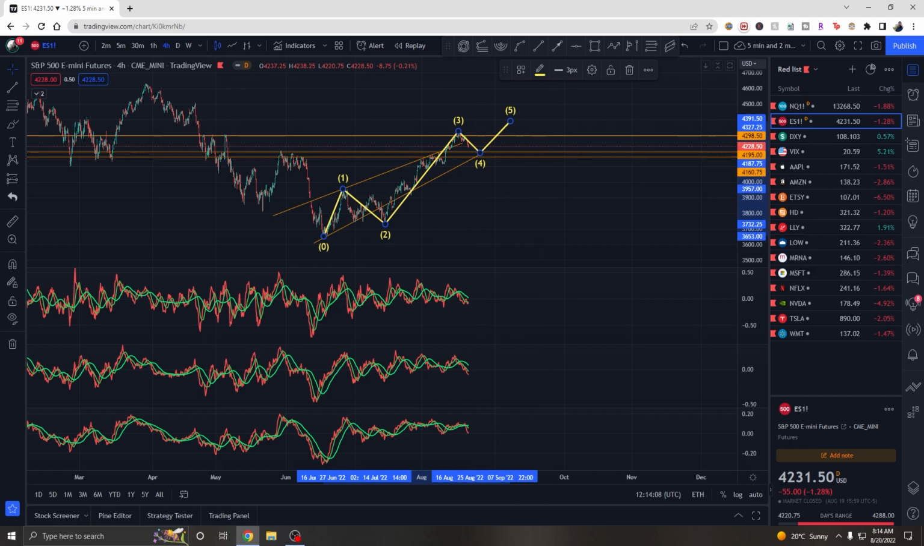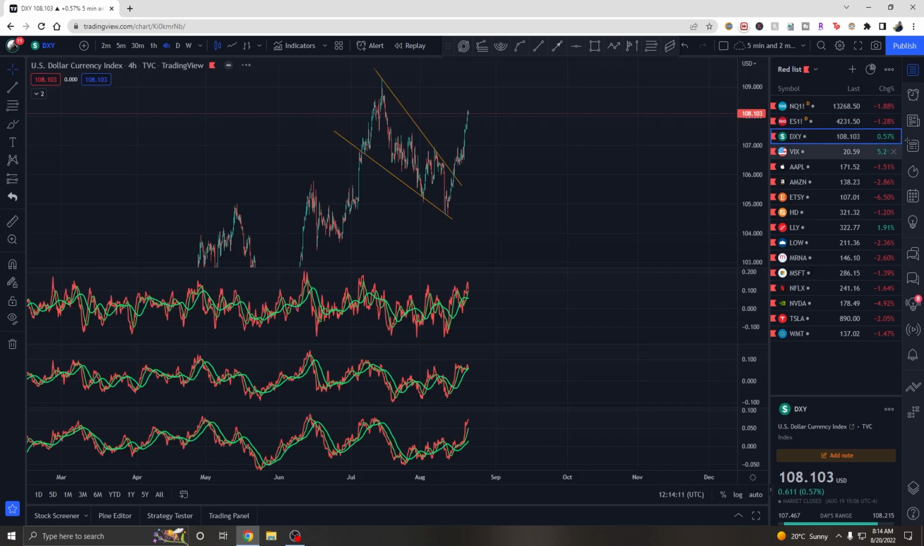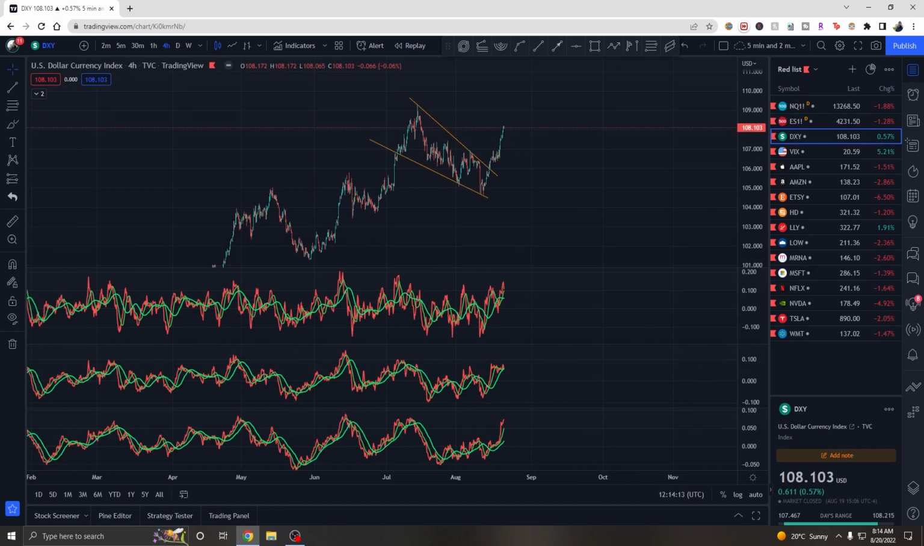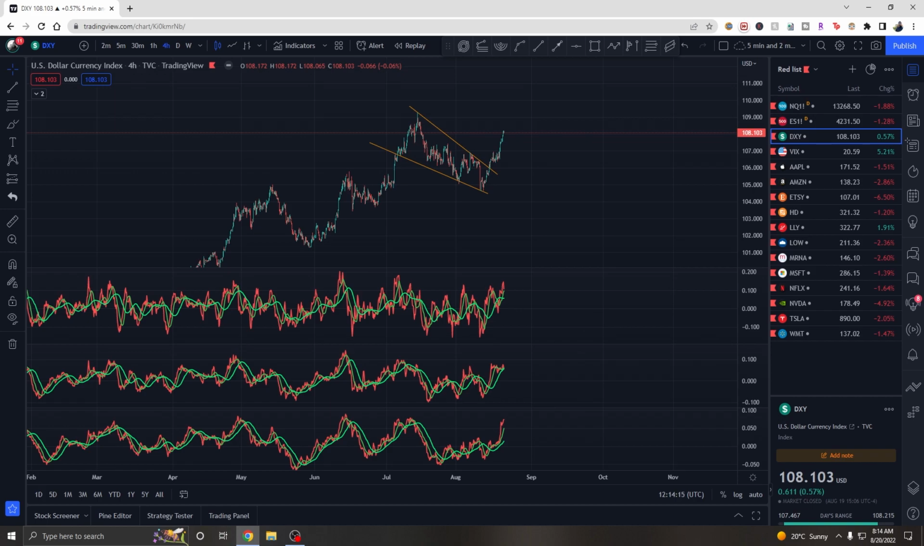There is another thing that I want to mention. In my last video, or 3 videos ago, I mentioned the dollar value, the DXY, or the US currency index. Why is it important? If you remember, I mentioned that it was forming a bull flag, and it broke out nicely, reached a high of 109, then got a rejection from there.